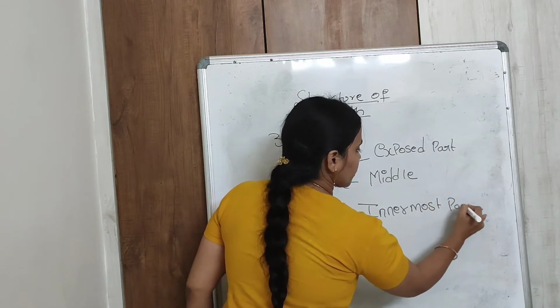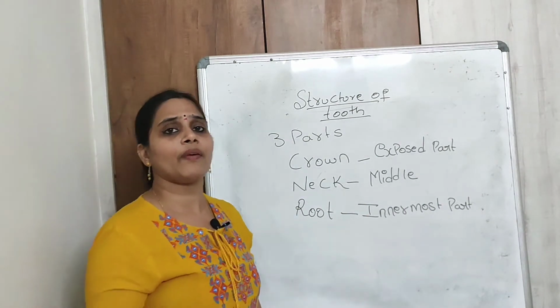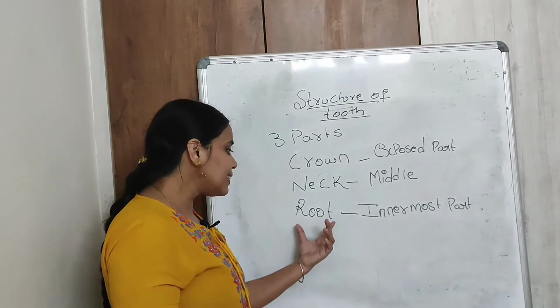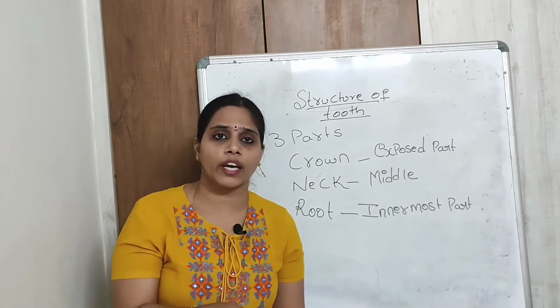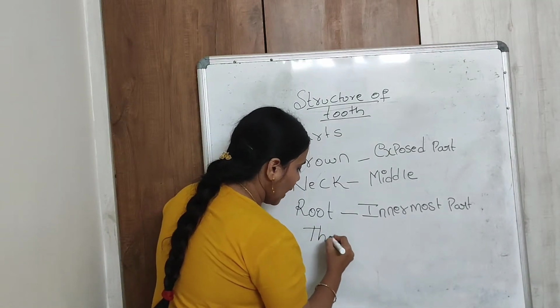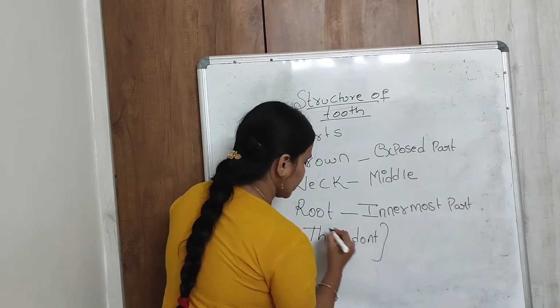Now you know, yesterday we discussed that our teeth are present in the sockets of the jawbone, right? This is the structure, children. The root is the structure which is present in the socket of the jawbone. That's why our teeth are known as thecodont. This is because of the root only, children.